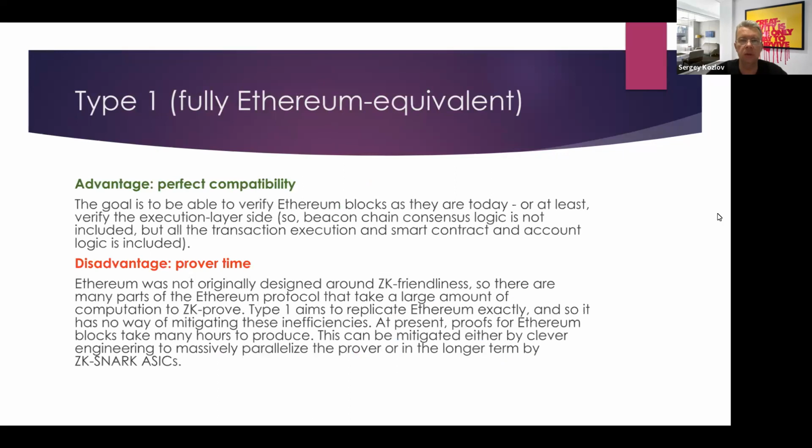So let's get closer to each type. Type 1: the advantage is perfect compatibility. The disadvantage is the prover time. Again, to calculate proofs faster, you might even need so-called ZK snark ASICs. We've talked about what ASICs are. They're used for mining Bitcoin, but there are different types of ASIC. Here we mean specially built computers whose only task is to calculate ZK proofs. So it's quite a computationally extensive task.